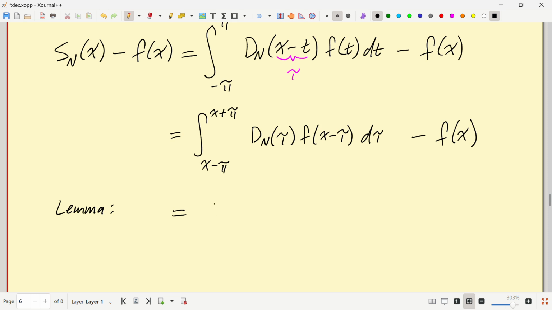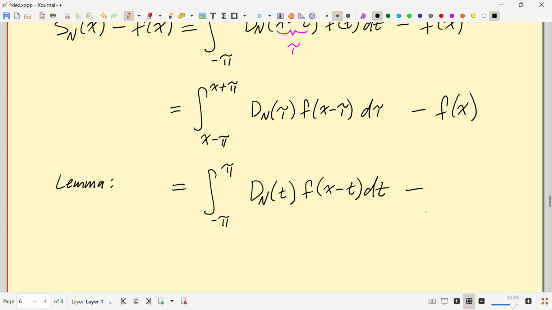applies: that's an interval of length 2 pi, so I can make that the integral from minus pi to pi, since these are all 2 pi periodic. And I'll change the tau back to a t. It's just a dummy variable. That's just a change of variables, since I like the t being in the Dirichlet kernel.